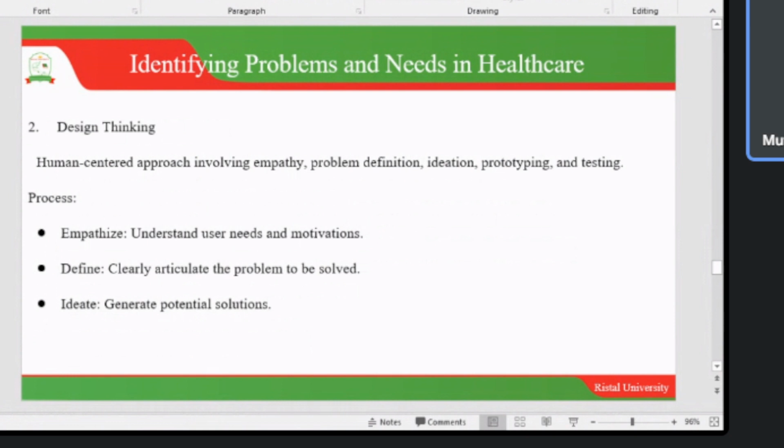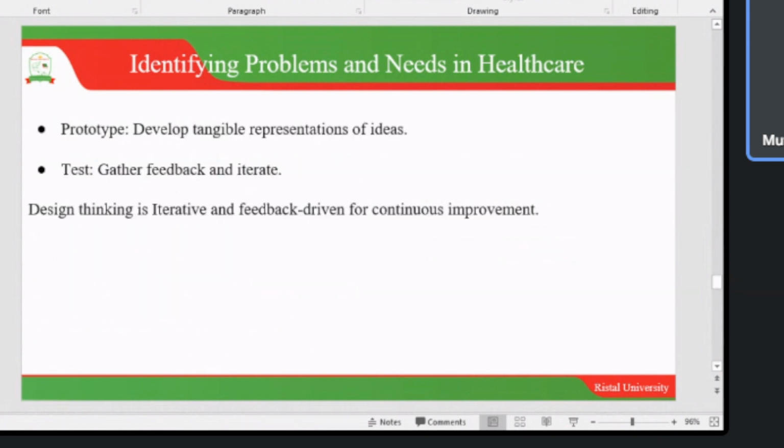What are the current solutions in place? So you clearly articulate this problem to be solved, and then the other step is to ideate. Okay, and in this case, from the word ideate, we are generating potential ideas or potential solutions to this identified problem. Then the other step of design thinking includes prototyping, and in this case, like we said earlier, you develop a tangible representation of the idea. You do not just stop at talking about it, but you can now develop it.